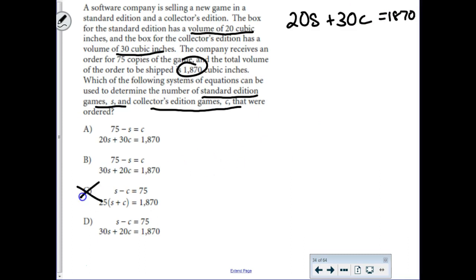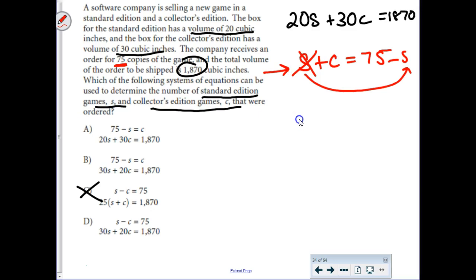So I can knock out C. That's garbage. All right, keep reading. There's some other clue here. It's something about 75. Okay. The company receives an order for 75 copies of the game. So the total between the games is 75. And this is where kids get sad because they're like, I don't see that anywhere. Well, guys, there's nothing stopping you from rearranging this equation. Like, for instance, in A, if they solved for C, won't you just subtract the S over here? I think we're done. I think it's A.